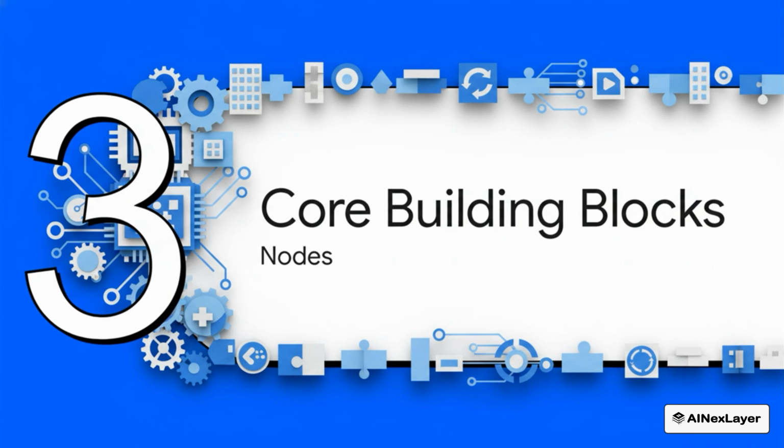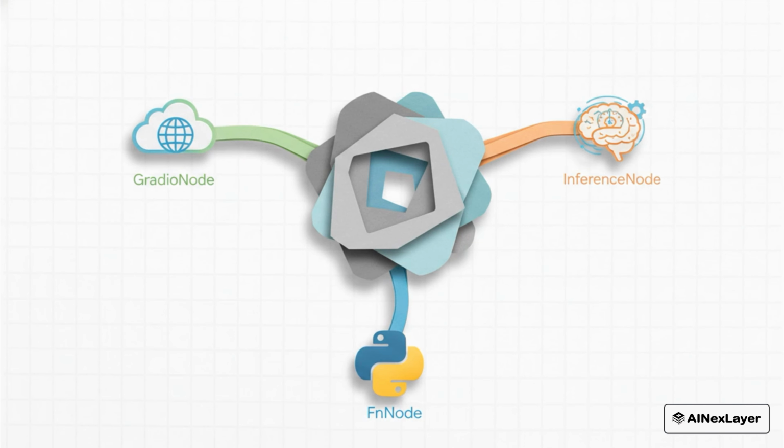Okay, so that's the big picture view. But how does it actually work? Let's get a little more technical and look under the hood. The whole system is built on one core idea: nodes. Basically, every single step in your Dagger pipeline is what's called a node. You can think of them like Lego bricks for building your AI app. And the cool part is, there are 3 main types of these bricks you can use, which gives you a ton of flexibility. Let's check them out.